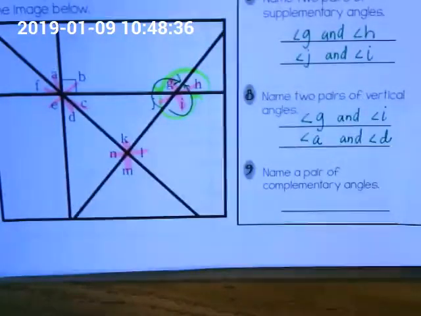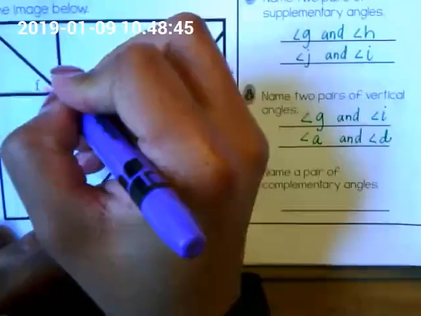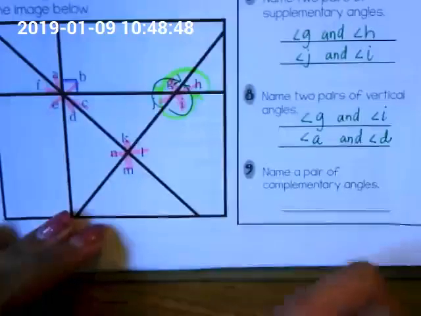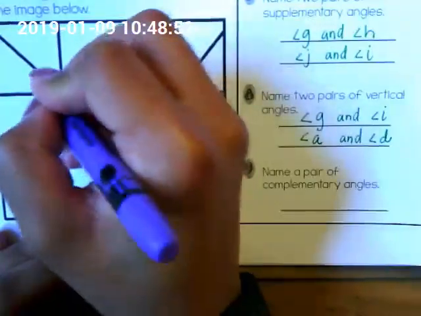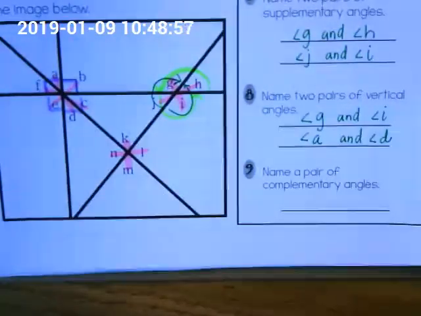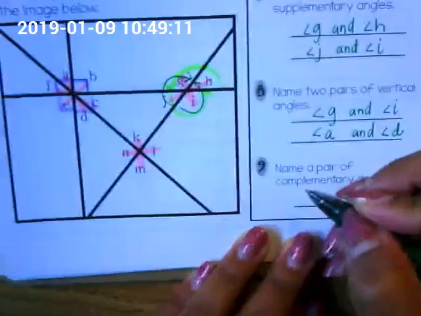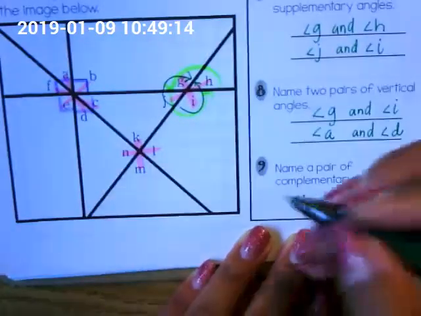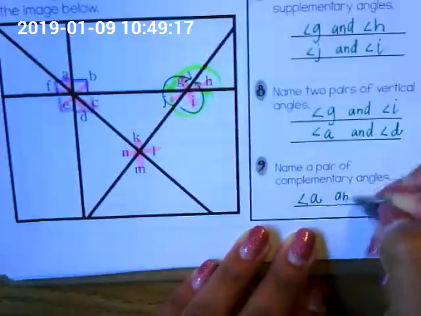Then they want me to name a pair of complementary angles. So angles that add up to 90 degrees. So I see one representation of this box. So if that's 90, this also has to be 90. And then this also has to be 90. And then this also has to be 90. That 90-degree angle made me know, okay, if this is 90 degrees and all of these angles are sharing that line, all the other ones have to be as well. So I have 4 pairs I can write down. It's telling me to just write down 1. I'm going to write down angle A and angle F.